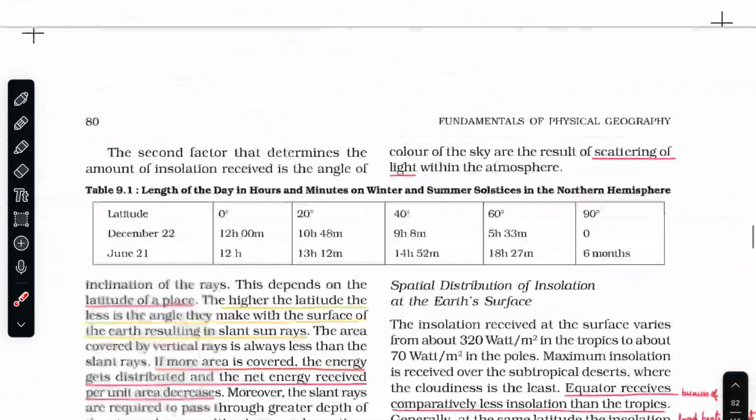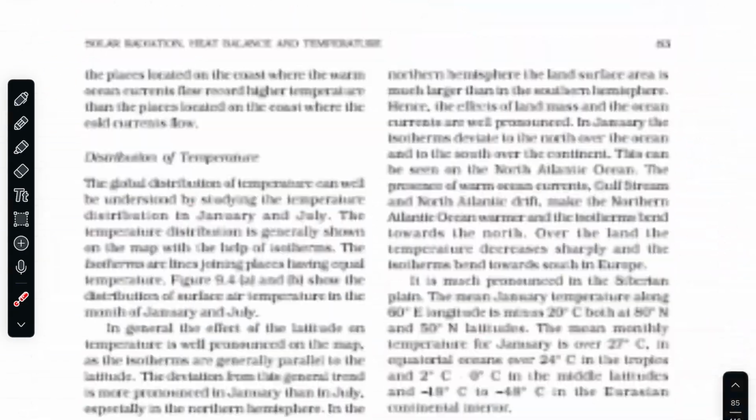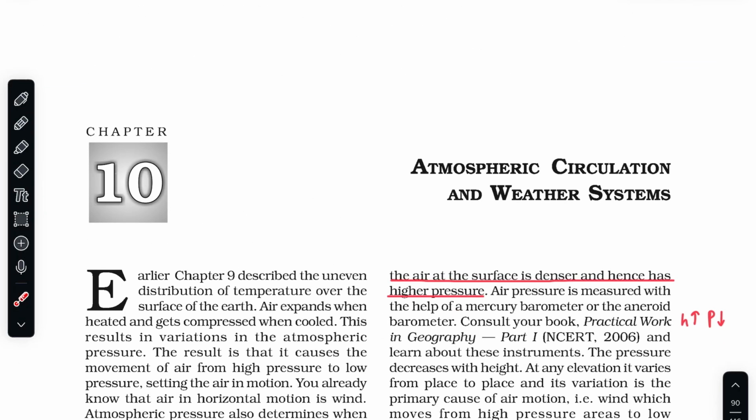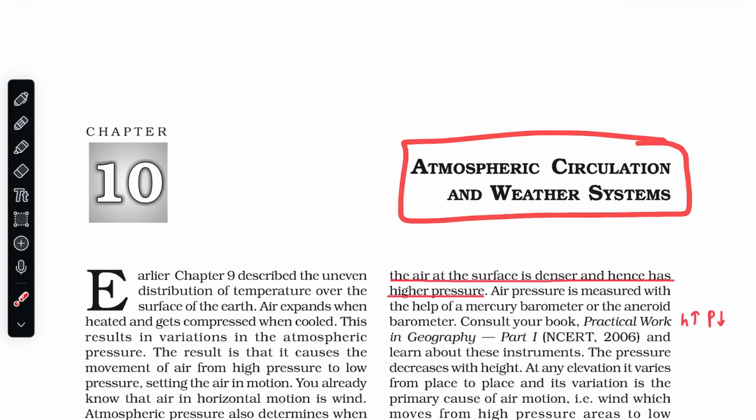So, we have finally completed two chapters, moving to chapter 10. Chapter 10 is about atmospheric circulation and the weather systems.